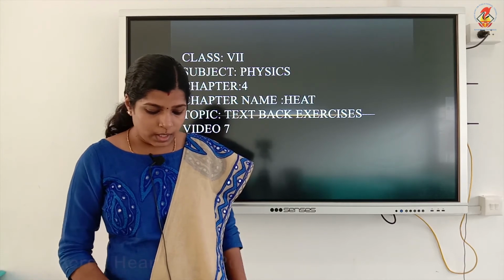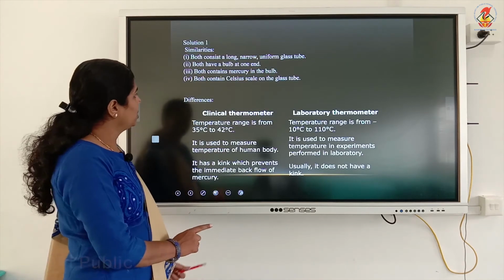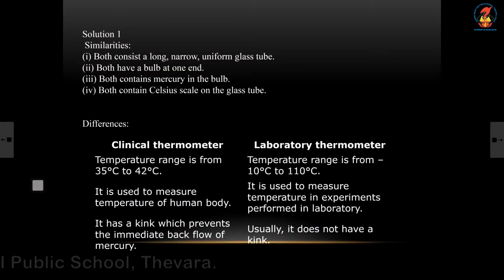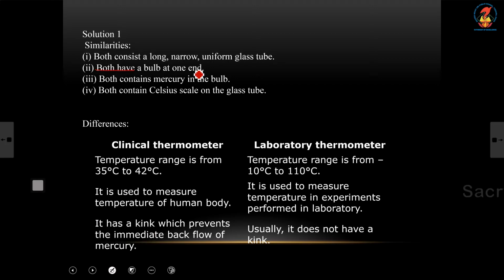First question, state the similarities and difference between clinical thermometer and laboratory thermometer. Actually, these two points we will not write as the answer. You can write it, but normally we will not write it. We will write this one. In both, mercury is used as a thermometric liquid and the scale of temperature is Celsius scale.